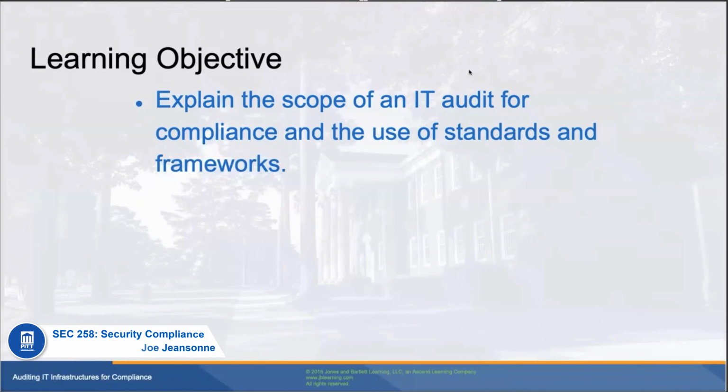So the objective for this chapter, chapter 3: explain the scope of an IT audit for compliance and the use of standards and frameworks. What is a scope? What does that word scope mean? Like an outlook, like seeing into the future or whatever, something like that, maybe.